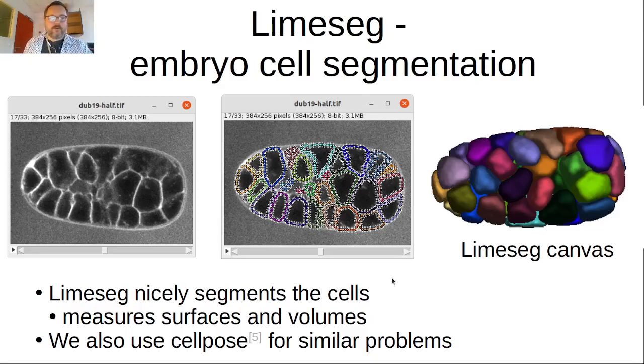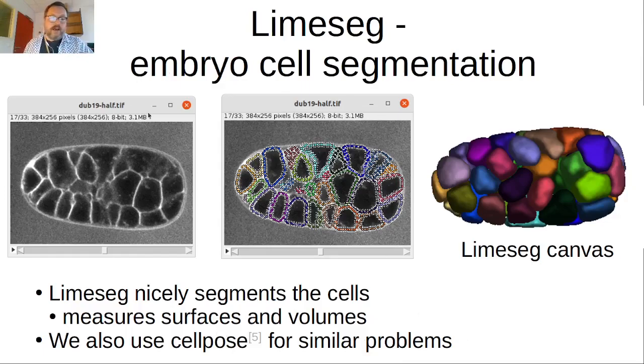Yeah, we're done with this example, and the last little example is about using LimeSeg for segmentation of data that looks like this, where there are stained membranes. And it does a really good job with this. It's really amazing. We also use Cellpose for this kind of data, which also works very, very well.